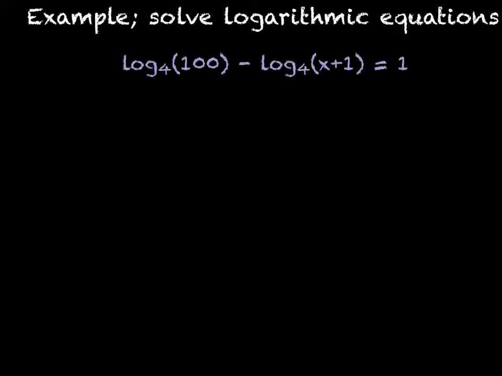This next one, to solve this logarithmic equation of log base 4 of 100 minus log base 4 of x plus 1 equals 1, I want to start by combining it into one logarithm because it's easier to deal with one logarithm instead of two. So using the minus there, I'm going to put them together into 1 log base 4 of 100 divided by x plus 1. That's my quotient property. It says I can put them together like that. Equals 1.